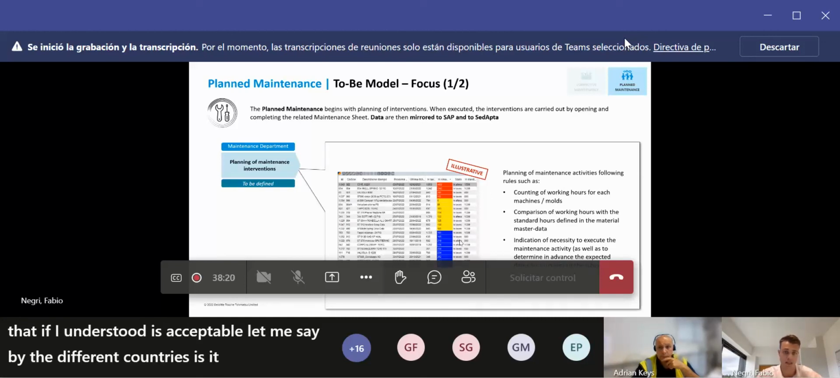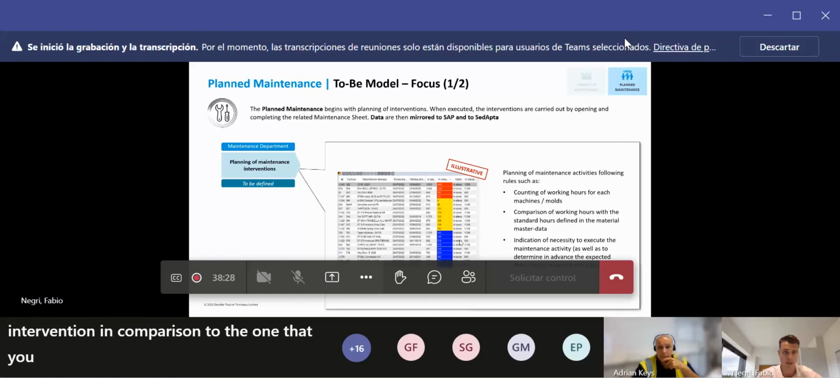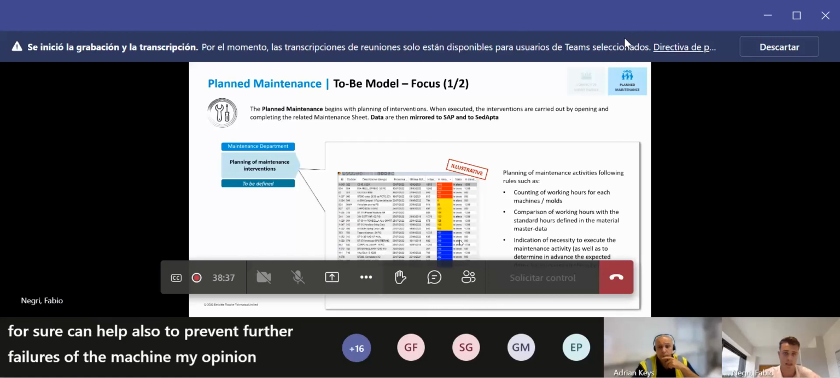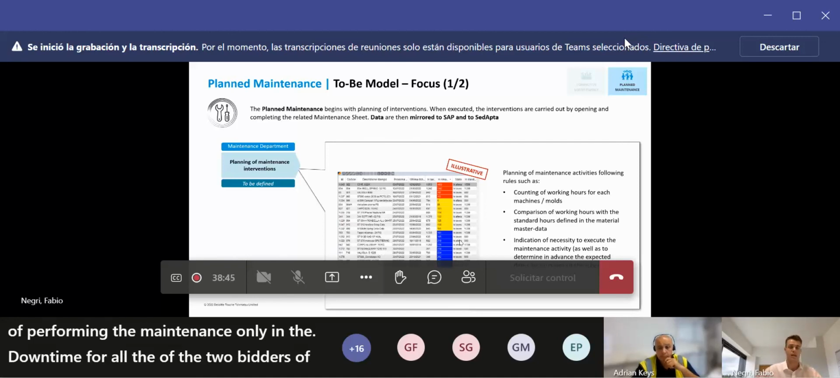It is a help that provides better detail of the moment of the intervention in comparison to the one that you performed today. So it's something that for sure can also help to prevent further failures of the machine, in my opinion, instead of performing the maintenance only in the downtime of the two periods of the year.